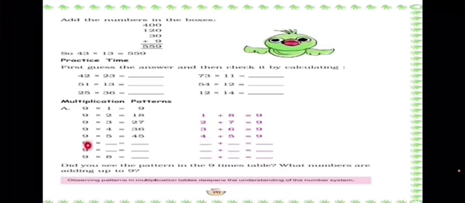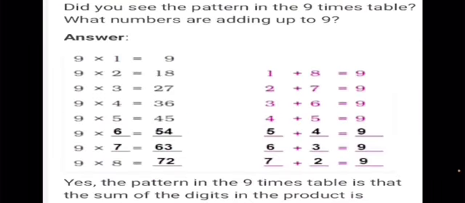So 9 sixes are 54. So again 5 plus 4 is 9. 9 sevens are 63. So again 6 plus 3 is 9. 9 eights are 72. So again 7 plus 2 is 9. So can you see that there is a pattern in the table of 9? All the answers are adding up to 9. So start writing this in your textbook.